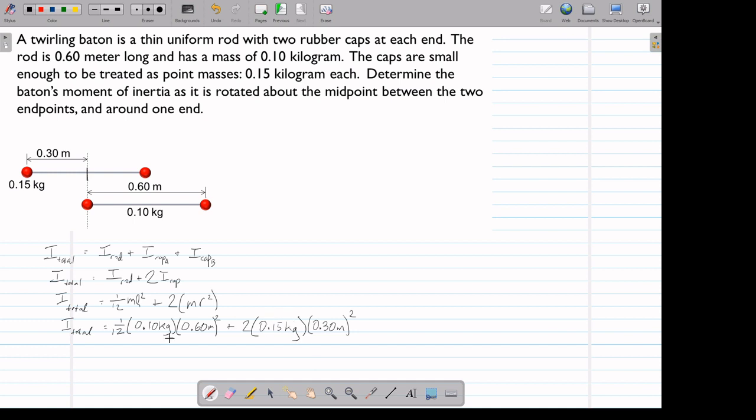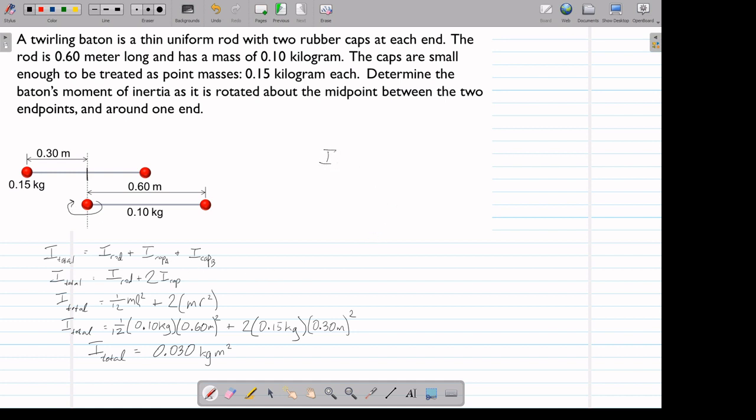Okay, that's a lot of numbers there, but if you punch them all carefully into your trusty calculator, you will find that the total moment of inertia for this setup is going to be 0.030, we get 2 sig figs, kilograms times meters squared. Okay, so that's the first part of the problem. Now, we're going to consider what happens when we spin the rod around an endpoint.